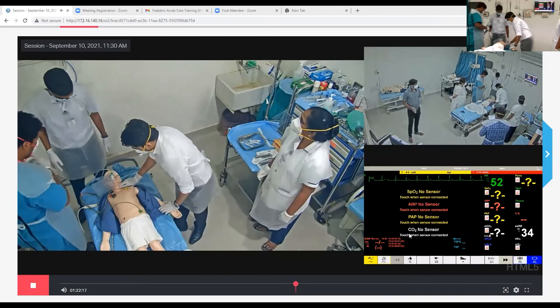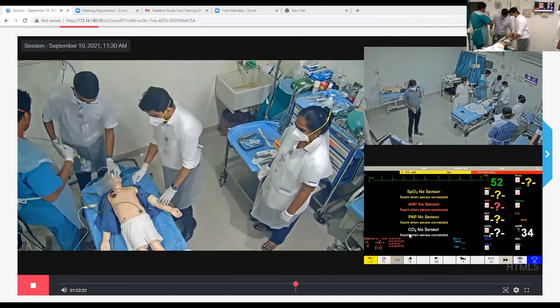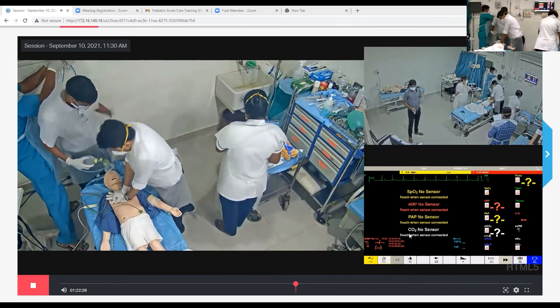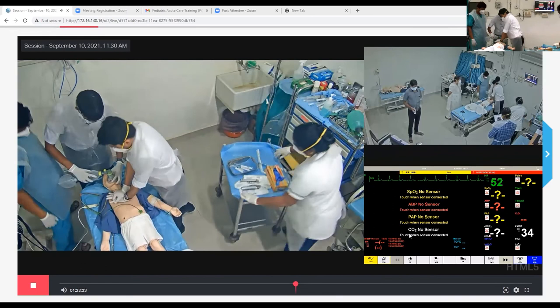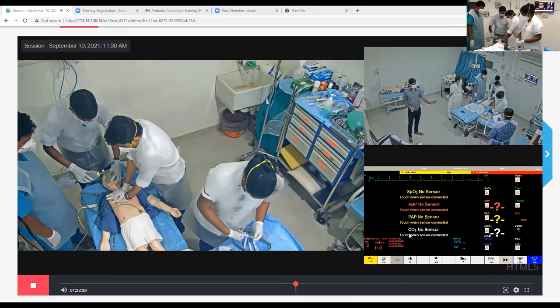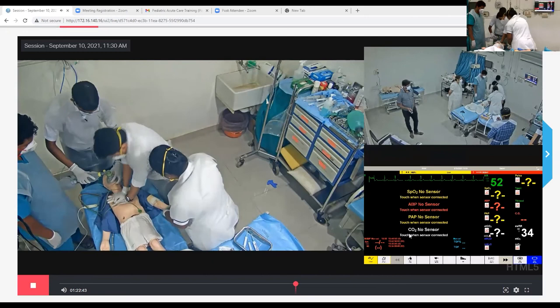Can we start chest compression, sister? Can you please put in an IV line and get ready with resuscitation drugs, please? 4, 5, 6, 7, 8, 9, 10, 11, 12, 13, 14, 15. 1, 2. Yeah, you're giving 15 to 2. Very good. Please go on. Adrenaline, can we give 2 ml of 1 in 10,000?